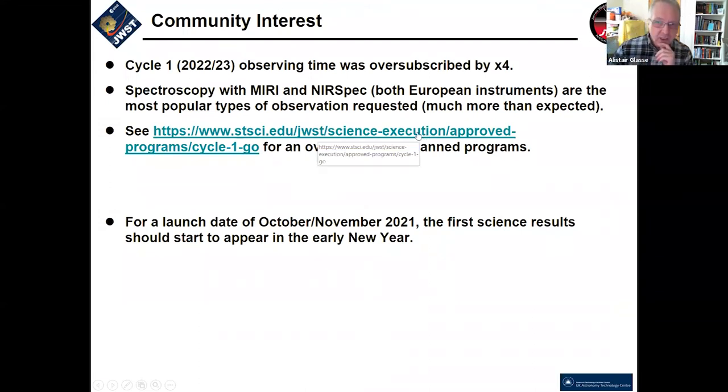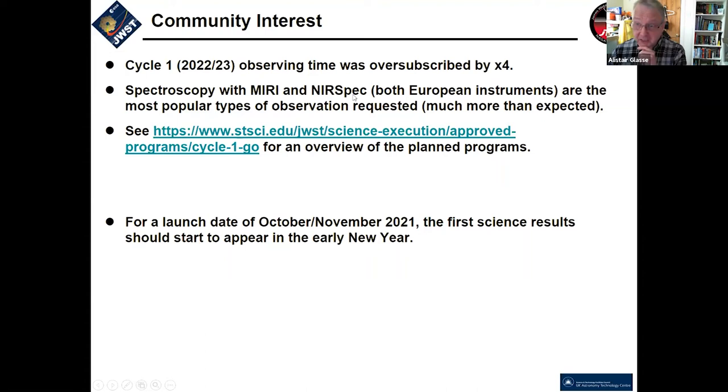Okay, so community interest. The community, thank goodness, is extremely enthusiastic about using JWST as a whole, but it's turned out that MIRI and NIRSpec have been particularly popular. The whole observing program for the first year, cycle one, which would start in, I think, April 2022, was oversubscribed by a factor of four, which is pretty good. It's not unusual, but we're glad it's an oversubscription of several and isn't one and a half, right?